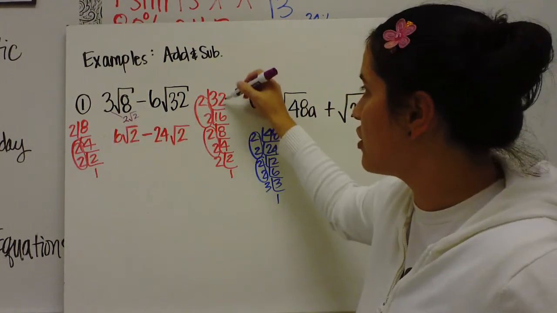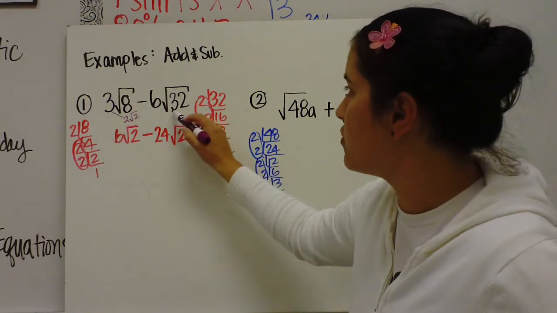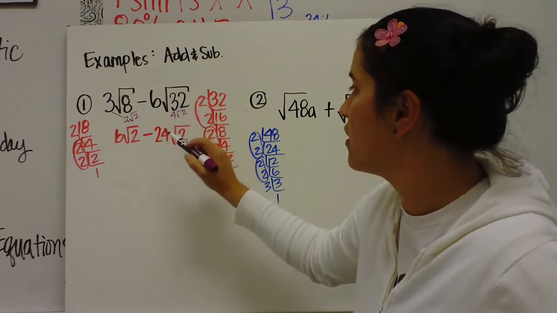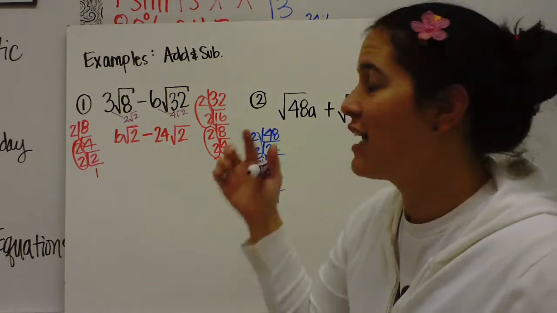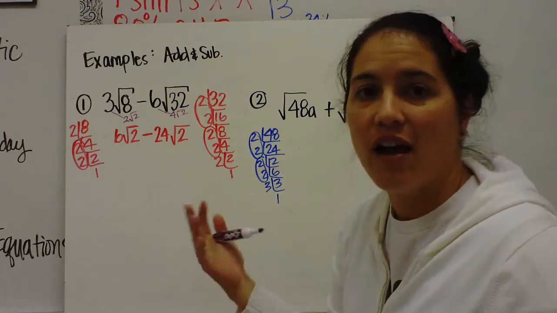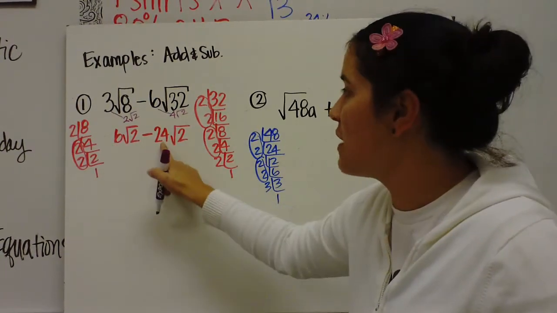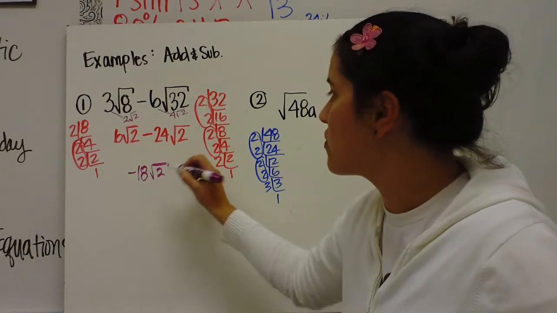Over here I did the square root of 32. And I got two pairs of 2. So 4 root 2. And then 4 times 6 is 24. Notice, by simplifying, I got the same radical and index. Square root of 2, square root of 2. So now I can subtract. 6 minus 24 is going to give me a negative 18 square root of 2.